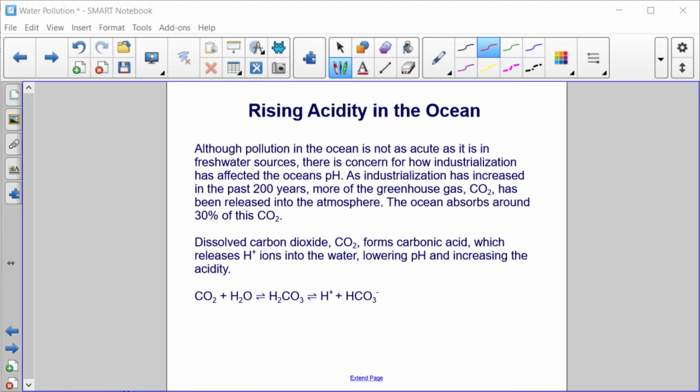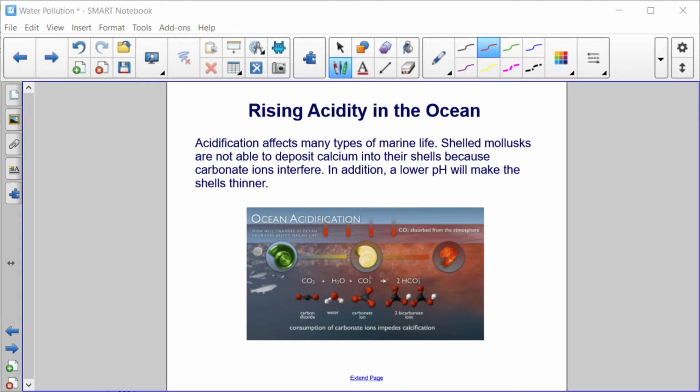Dissolved carbon dioxide, CO2, forms carbonic acid, which releases hydrogen ions into the water, lowering the pH and increasing the acidity. You can see in this reaction the formation of this carbonic acid and the release of hydrogen ions into the water. Rising acidity in the ocean affects many types of marine life.